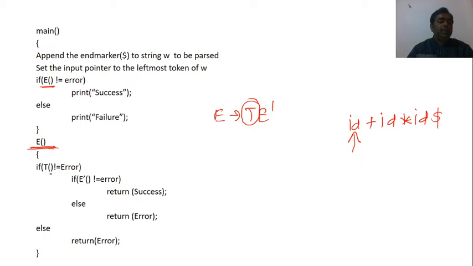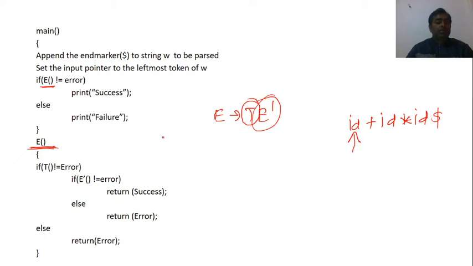Here if T not equal to error, then we have to call what? E prime. If E prime procedure not equal to error, that means it does not return error, then return success. Otherwise return error. In this case if it returns error, or in this case also if it returns error, it just returns error.